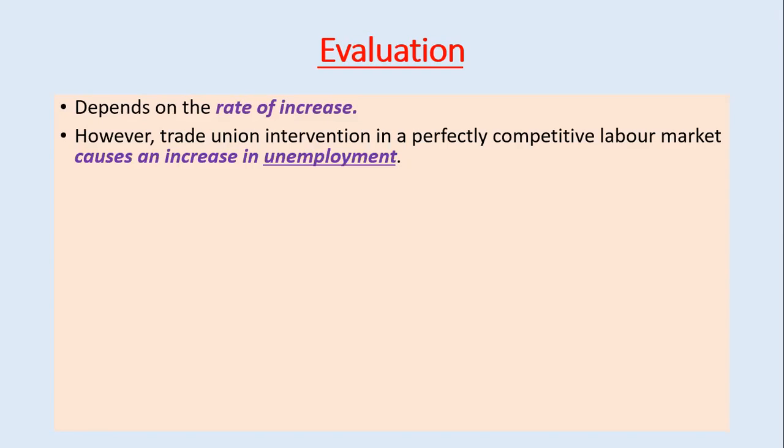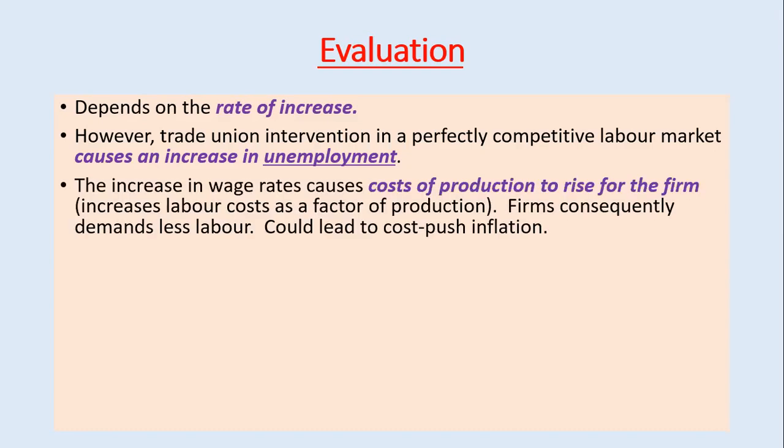Trade union intervention, particularly in a perfectly competitive labour market, causes an increase in unemployment. This is one of your biggest evaluation points within a trade union argument here. The increase in wage rate causes the cost of production to rise for the firm, with increases in labour costs as a factor of production. Firms consequently demand less labour. So it's all well and good for the employees and members of the union who are now experiencing higher wages.